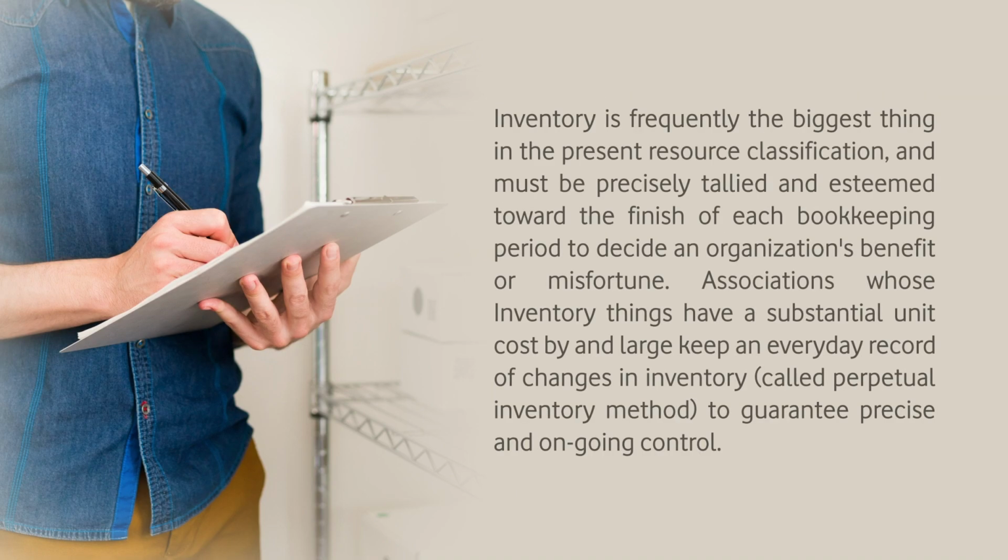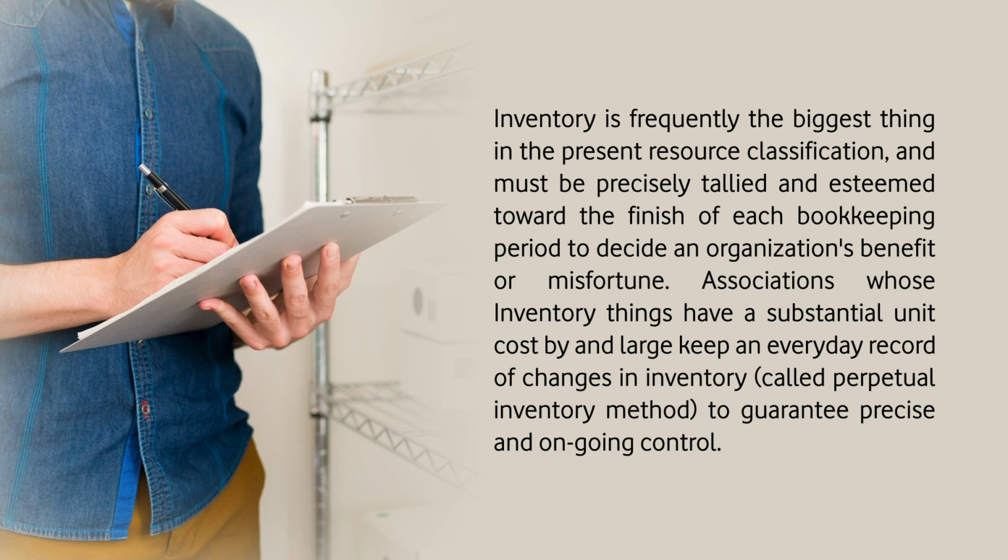Inventory is frequently the biggest item in the present source of classification and must be precisely counted and valued at the end of each accounting period to determine an organization's profit or loss. It means whatever inventory is used, frequently or randomly, we must book it in the accounting process, and determine what its benefit is, how the organization has benefited, or whether it is dead inventory, in which case it is a loss.